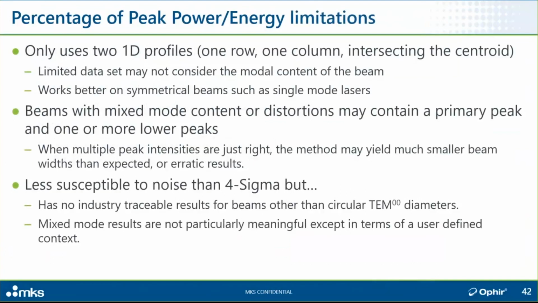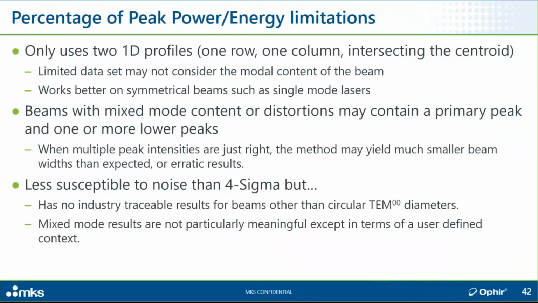Some of the limitations of the percentage of peak is that it does only use the two 1D profiles, so one row, one column of data intersecting the centroid. The limited data set doesn't really consider the full modal content and distribution in the beam. Because of this, it does work better on symmetrical beams, such as a single mode laser. As the modal content increases, you get higher order modes in the beam, and you can start to get some unusual or unexpected outputs from this calculation.